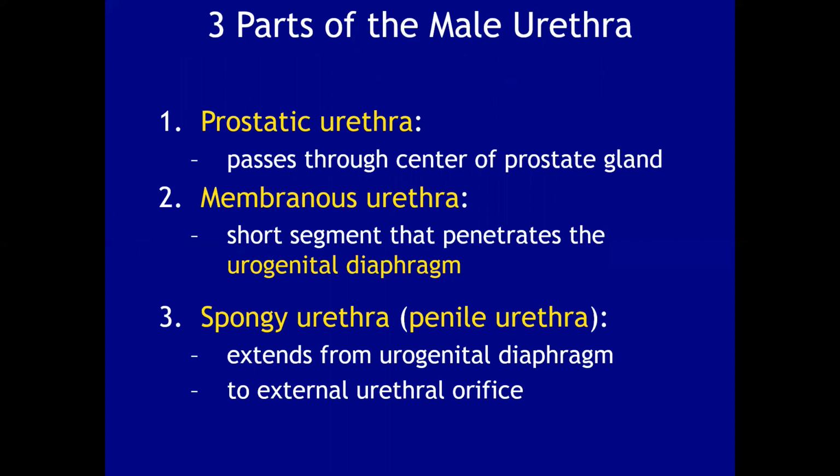The next part of it is called the membranous urethra. That's the part that is short and it penetrates the urogenital diaphragm. And then the spongy urethra, or sometimes it's called the penile urethra, is the part that is found in the penis, and it goes from the urogenital diaphragm to the external urethral orifice.